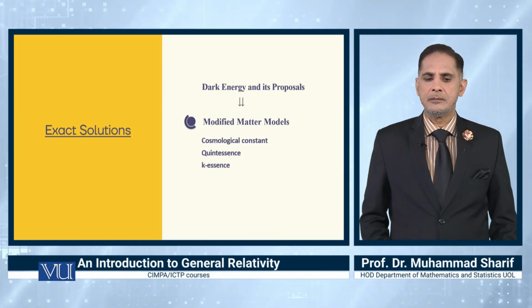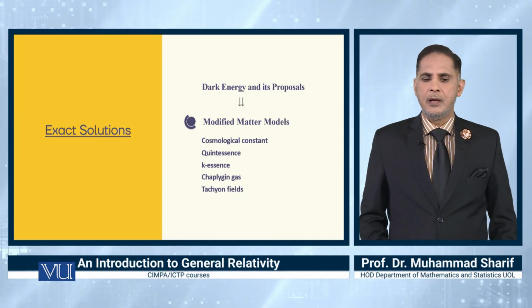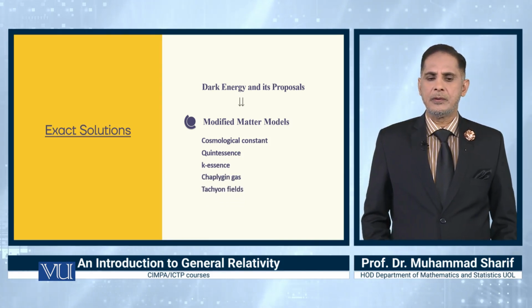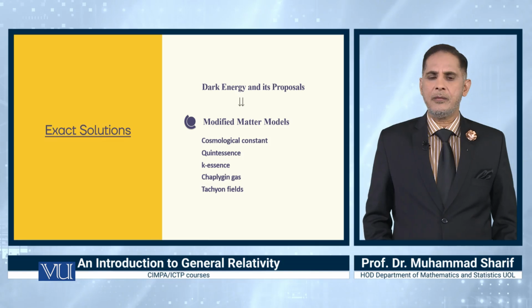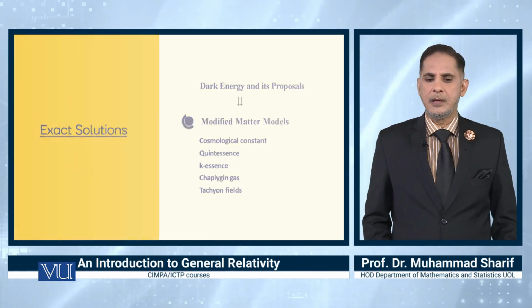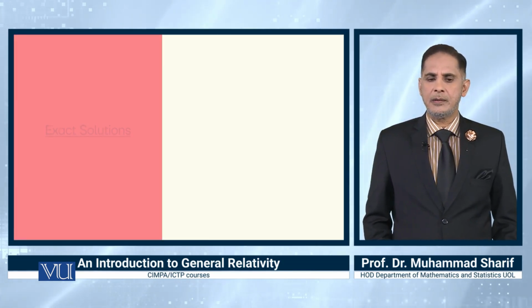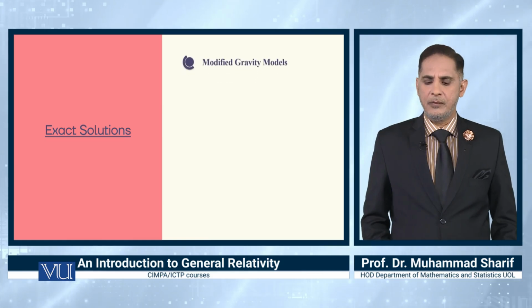Quintessence, K-essence, Chaplygin gas, and tachyon fields. So, these all in fact come from the modified matter models. This is one way to discuss dark energy. And the second part leads to the modified gravity models.